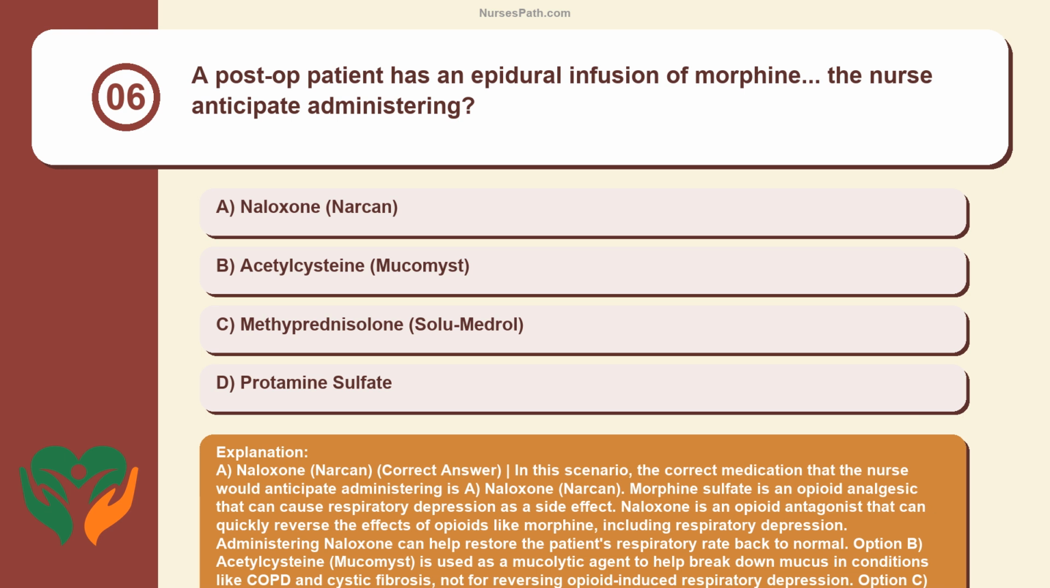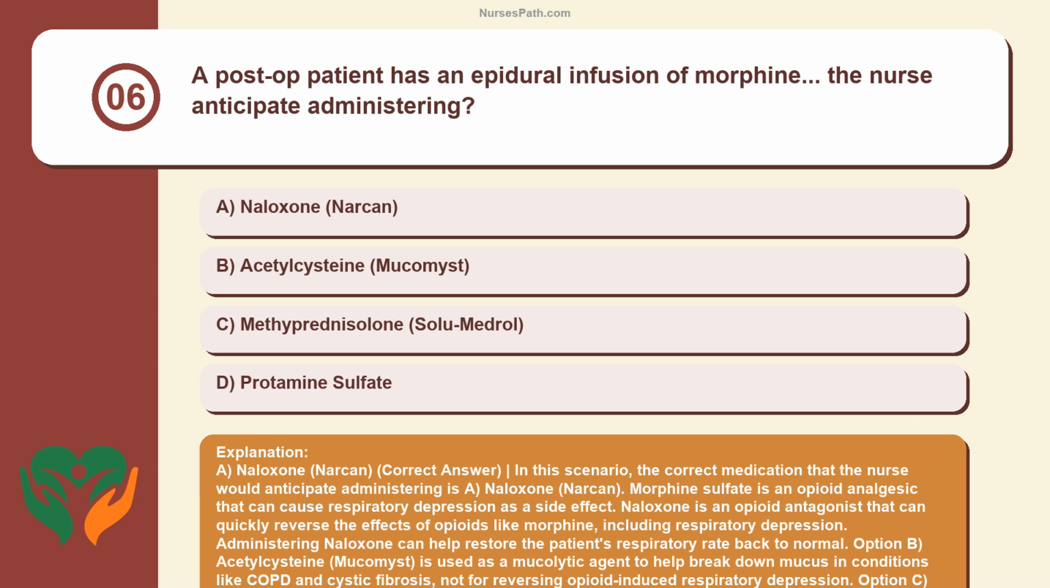Naloxone, Narcan. Morphine sulfate is an opioid analgesic that can cause respiratory depression as a side effect. Naloxone is an opioid antagonist that can quickly reverse the effects of opioids like morphine, including respiratory depression. Administering naloxone can help restore the patient's respiratory rate back to normal. Option B, acetylcysteine, Mucomyst, is used as a mucolytic agent to help break down mucus in conditions like COPD and cystic fibrosis, not for reversing opioid-induced respiratory depression.